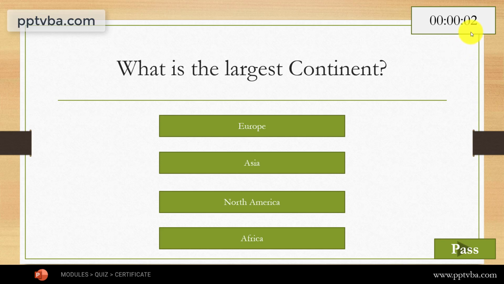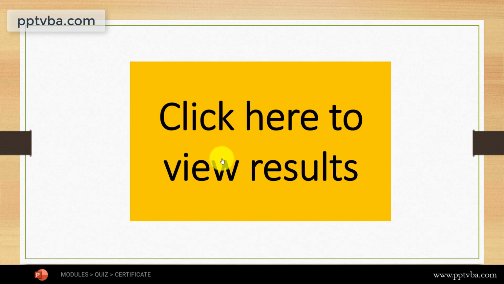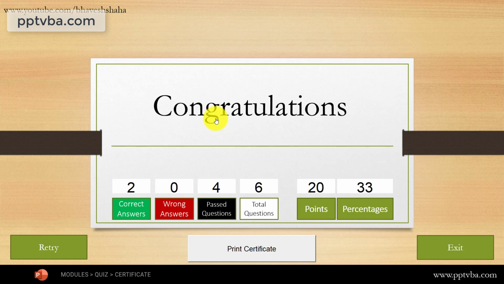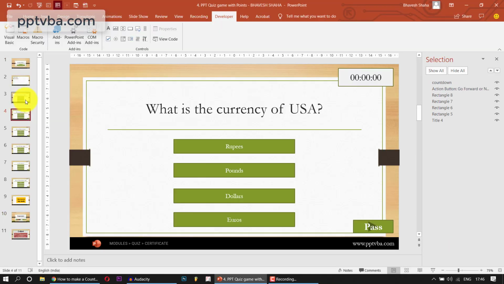3, 2, 1 and boom. We are redirected to slide number 9. Click here to view result. And as you can see, the questions which are not attempted went to past questions. You can change that if you want to. So anyways, let me exit this now. So that is how you create a time limit for your PowerPoint quiz game. I hope you liked the video.